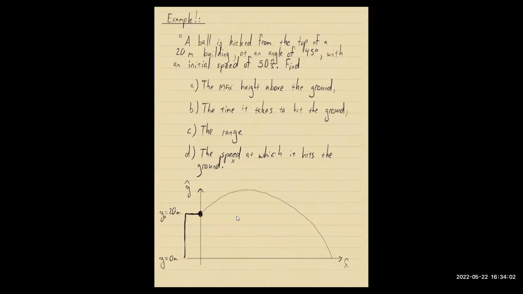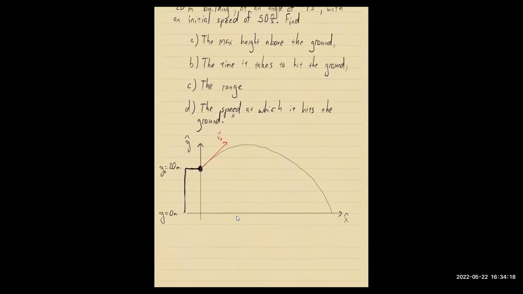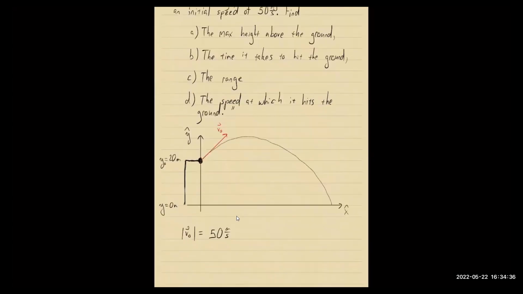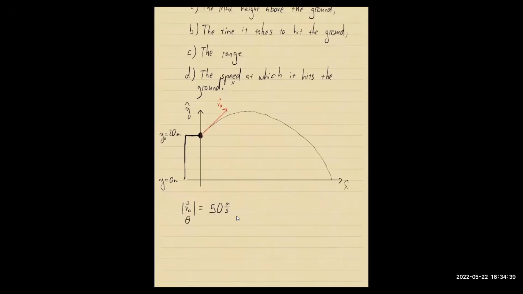Right, and the problem wants us to find a couple things about this. So to start with, the ball is kicked at some initial velocity v naught. So let me just switch colors here. So the magnitude of our initial velocity vector, the problem tells us, is 50 meters per second. And the problem tells us that this ball is kicked at an angle of 45 degrees. So theta that we're going to be using is 45 degrees.